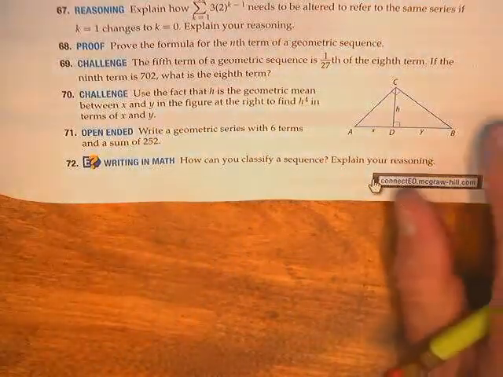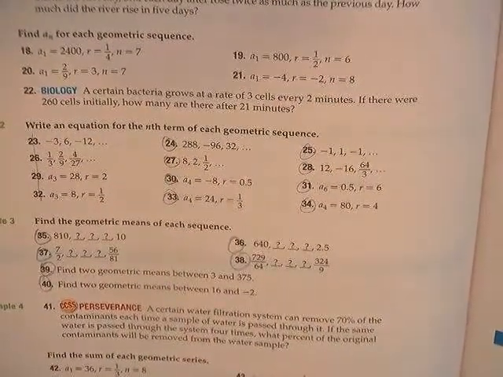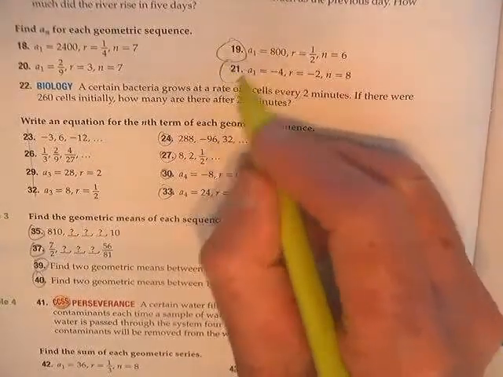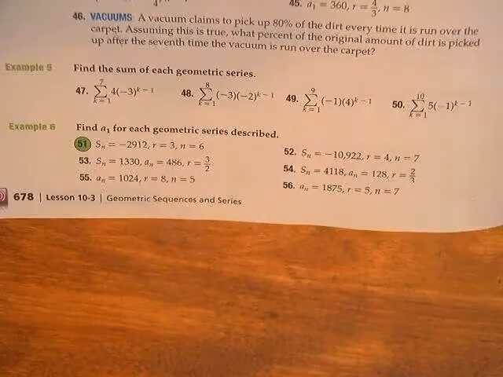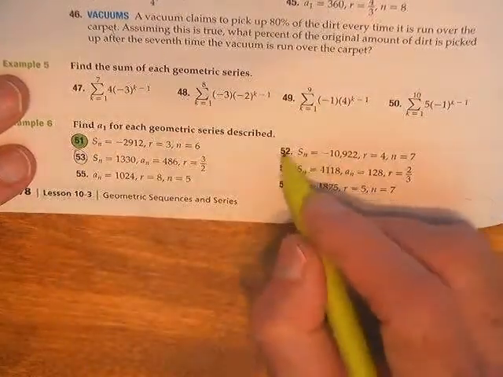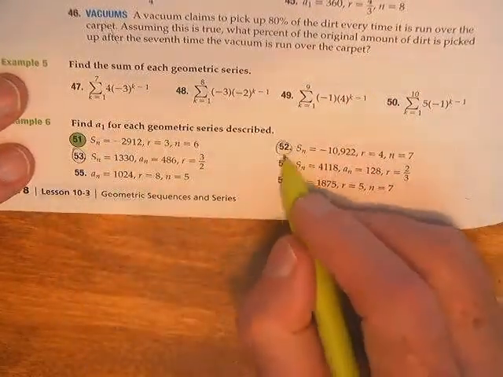And then up here at the top, 18 through 21, I think I did 2 of those too. So you do these 2. And then down here at the bottom, you're going to do these 4, because I did 51 and 55.